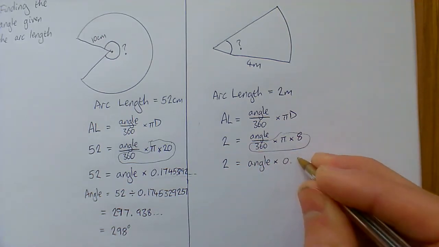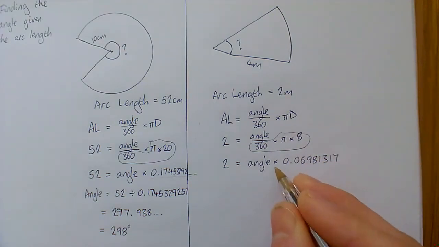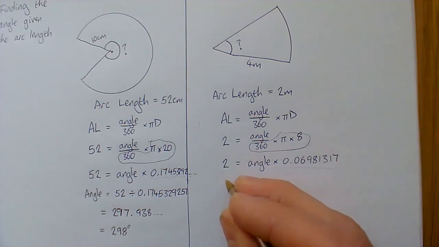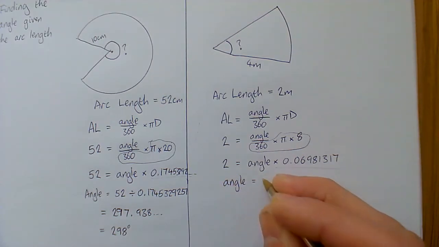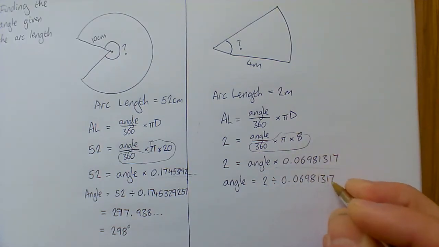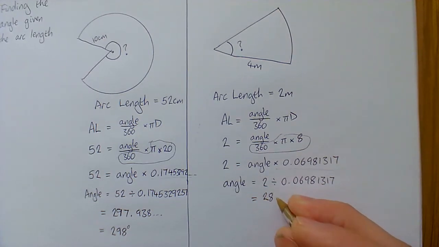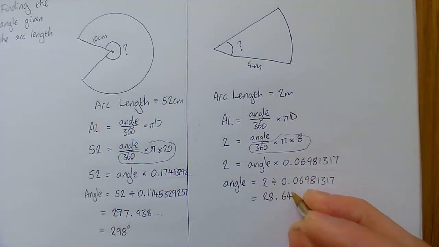times 0.069811317. Divide both sides by that big number there. So our angle equals 2 divided by 0.06981317. It's a bit of a pain to write these long answers, but it keeps our accuracy really high. You should get, when you do that, 28.64788, etc. To the nearest degree, that is 29 degrees. Okay, as I say, everything I'm going to put up to date, you're rounding to the nearest degree.